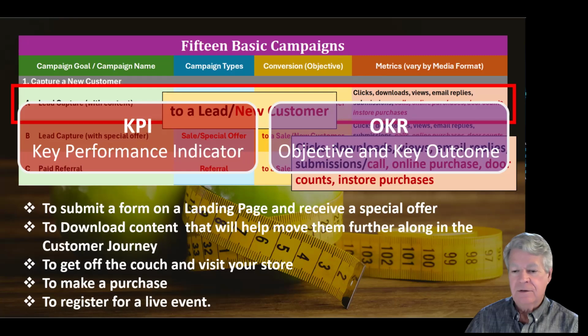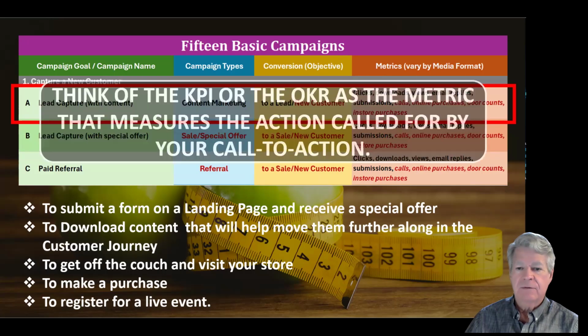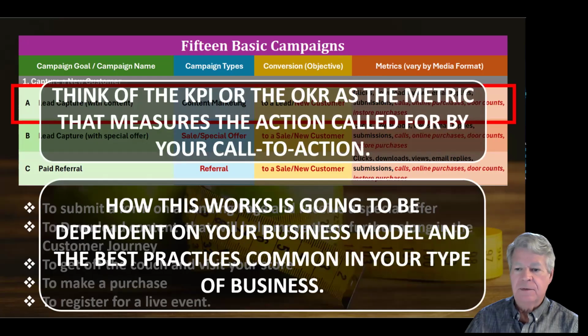Clearly, online tracking using a CRM or an online ad platform is far easier, because the reporting is automatically placed in your dashboard. An easy way to think about this is to simply think of the KPI or the OKR as a metric that measures the action called for by your call to action. How this works is going to be dependent on your business model and the best practices common in your type of business. This should be, again, common sense for anyone familiar with how your business works.